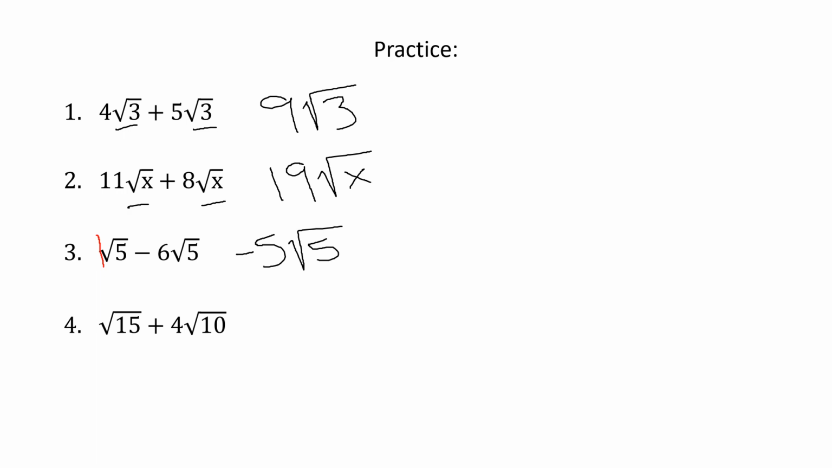And then number 14, not 14, that's number 4. Square root of 15 and square root of 10 are not like terms. They don't match. And so this is my answer. I cannot simplify that in any way, shape, or form. Okay? So remember, when you're adding or subtracting, you have to have like terms. The term doesn't change, just the coefficient in front of it.